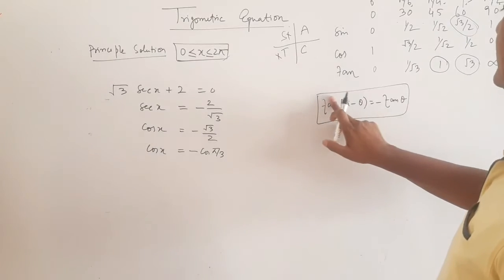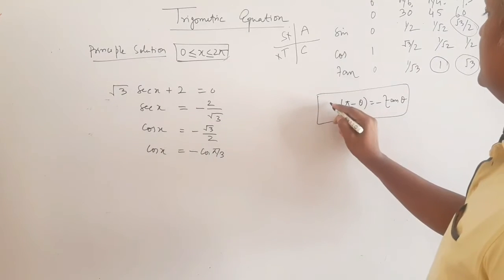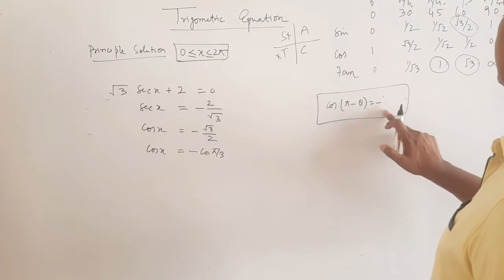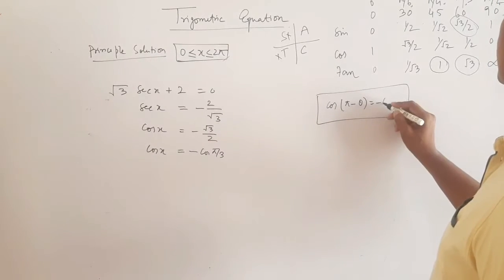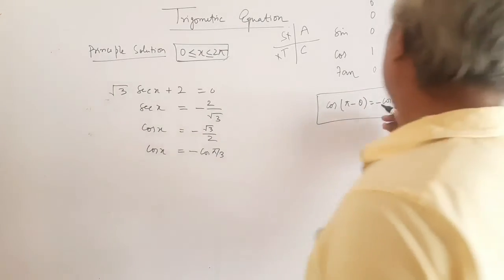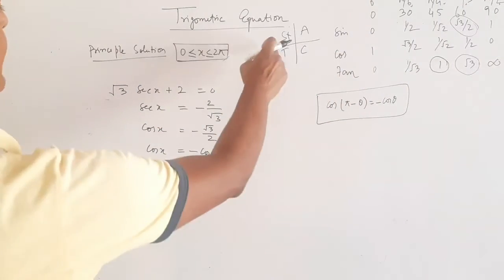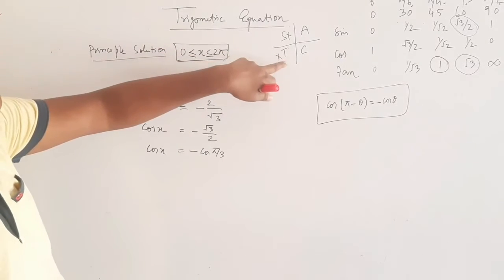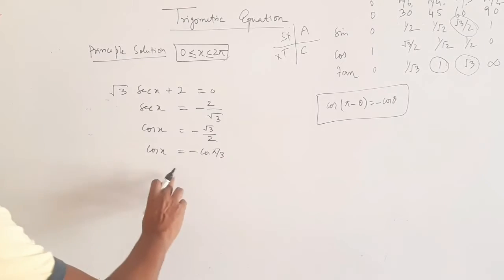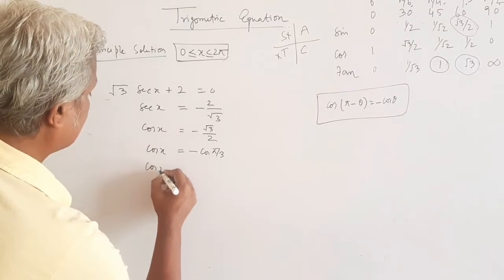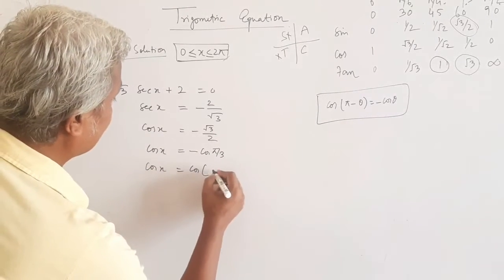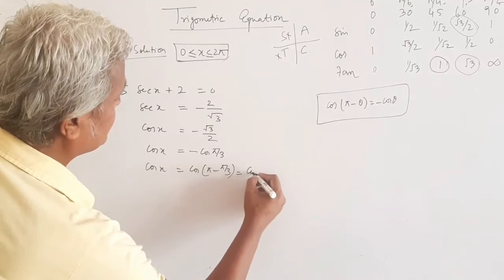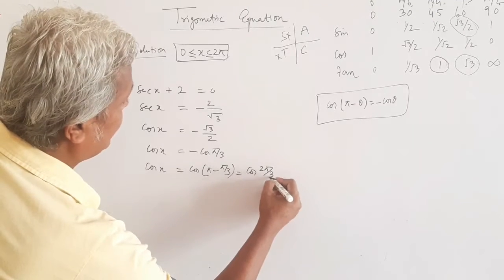So if you write cos of pi minus theta, it is also minus cos theta, and pi plus also is minus, because in pi minus you return back into the second quadrant, and when you write pi plus you return back to the third quadrant. So I go for any one, so I can write cos x is cos of pi minus pi by 3, that is cos 2 pi by 3.